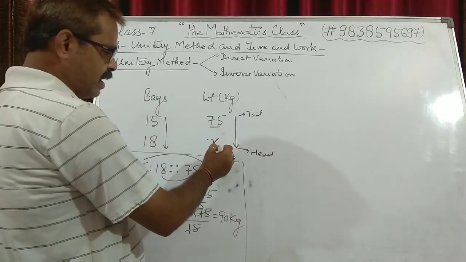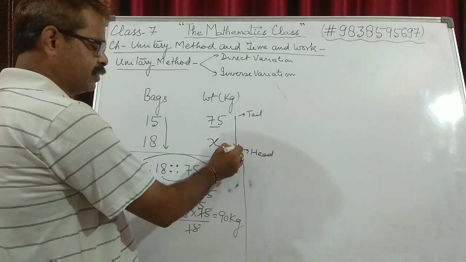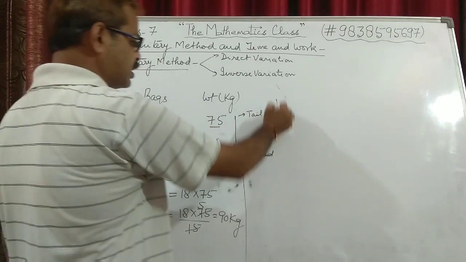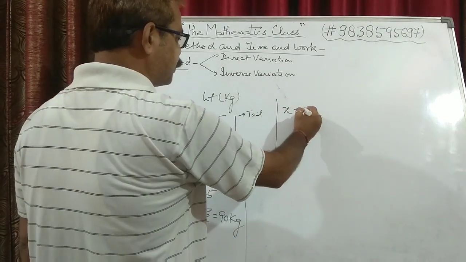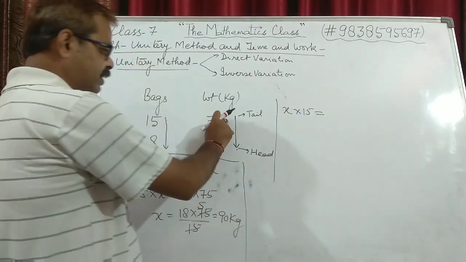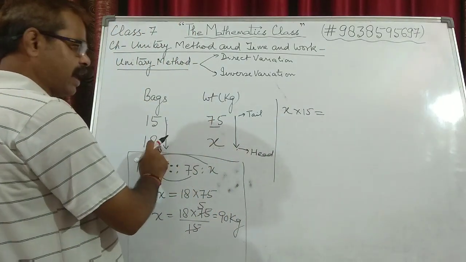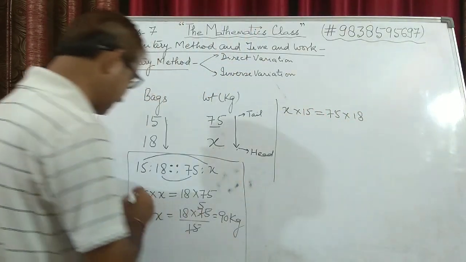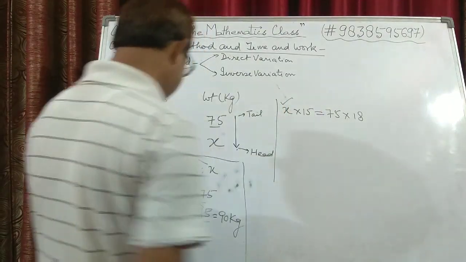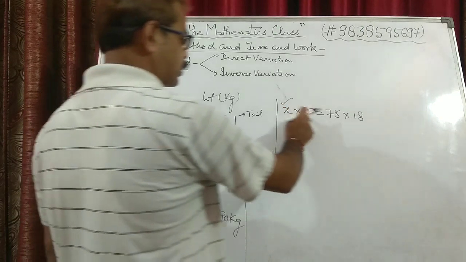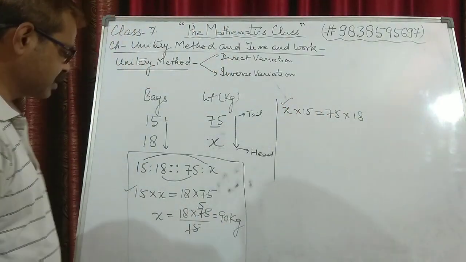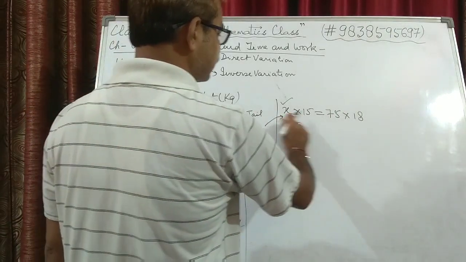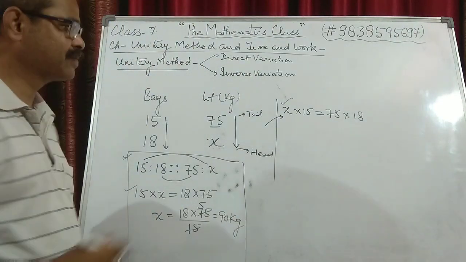Always, the X means the head of this arrow multiplies to the tail of the other. X into 15 can be written as X into 15 is equal to, and the tail of this one multiplies to the head of the other, is equal to 75 into 18. You can see that this and this, both of them are the same. X into 50 is equal to 18 into 75. Here also X into 50 is equal to 75 into 18. So instead of writing all this, after writing this, we generally write this step, and that gives the solution.